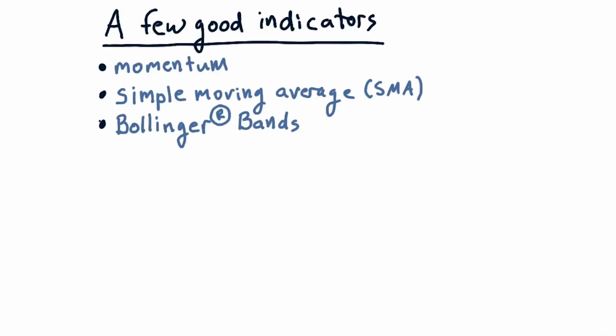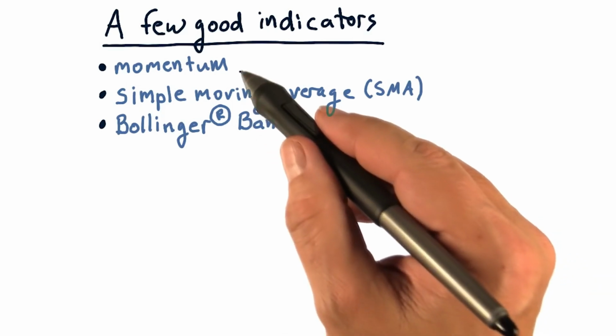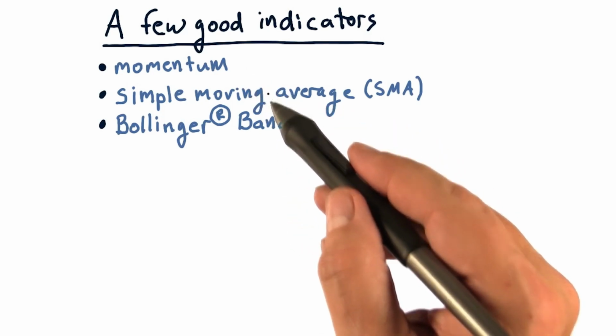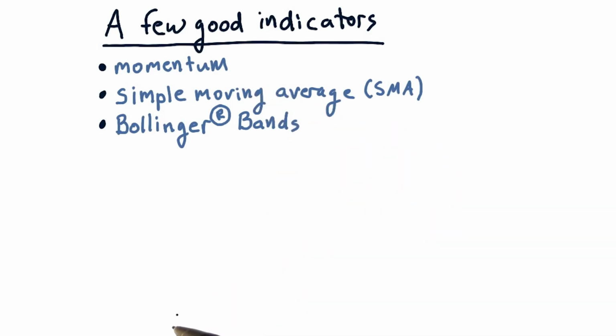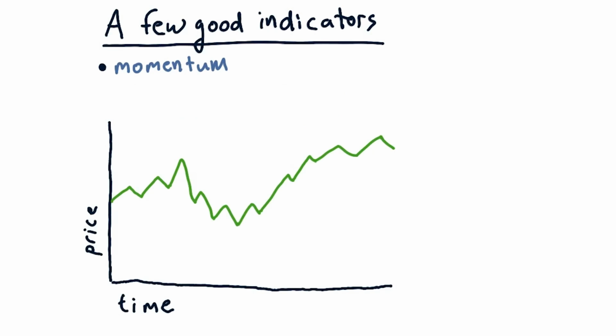There are hundreds of technical indicators out there. We're going to take a look at just 3 because, of course, our time is limited, but I'll point you to resources online where you can learn more about other indicators. These 3 are some of the most common and most popular that people use. The 3 we'll look at are momentum, simple moving average, and Bollinger Bands. Let's take a look first at momentum.